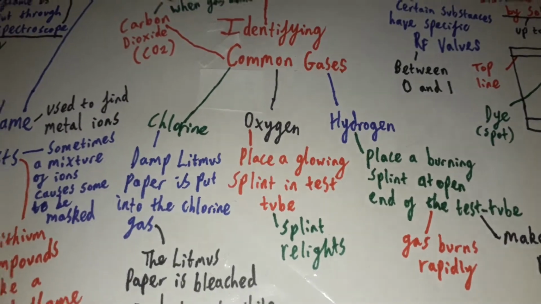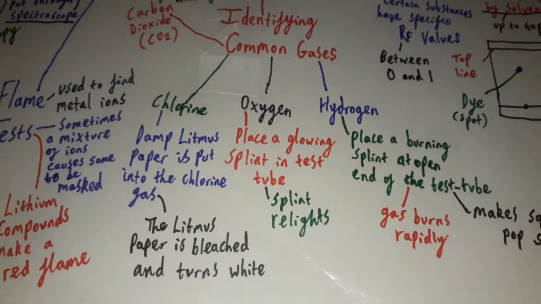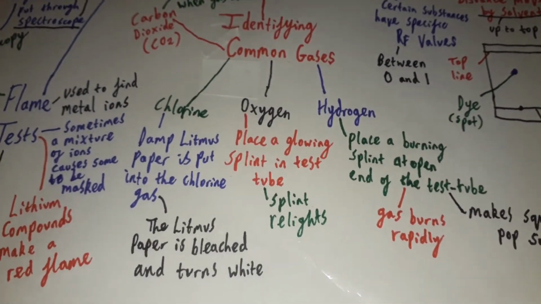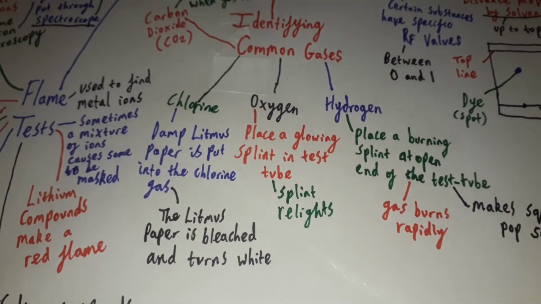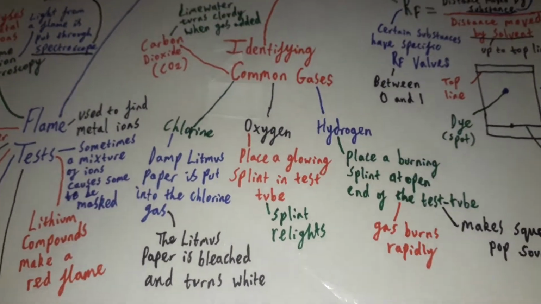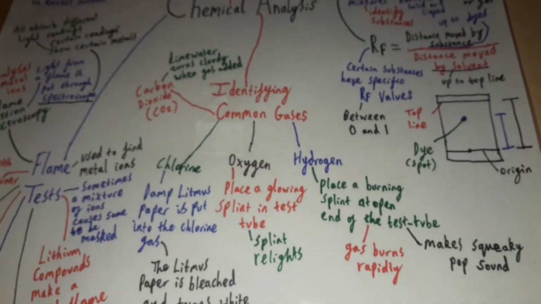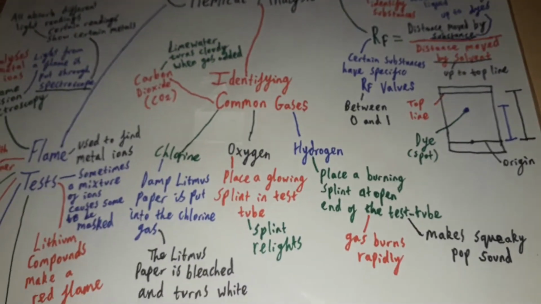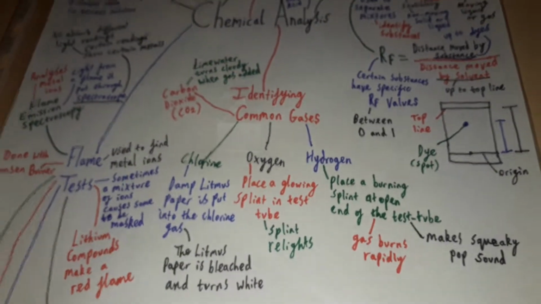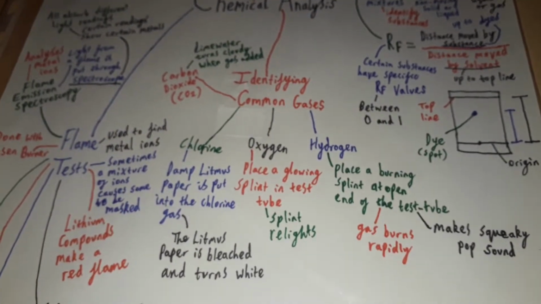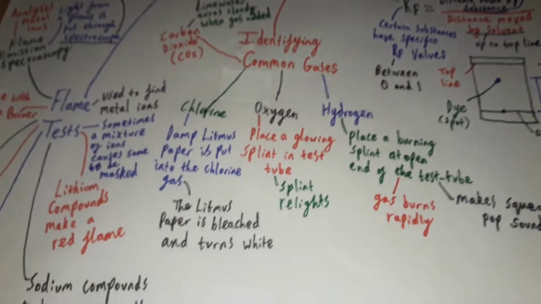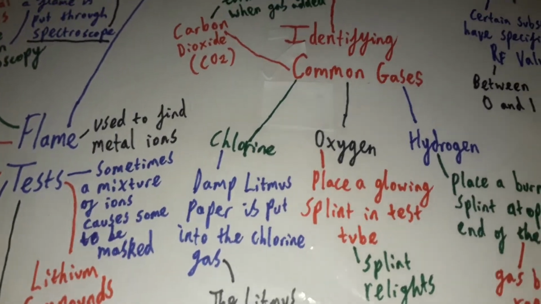Next, let's look at oxygen. To test for oxygen, we have to place a glowing splint in the test tube. If oxygen is present, the splint itself will relight with a full flame, as it was before it got turned into glowing, of course. This links to the fire triangle, because you've got oxygen, fuel, and heat in it. Next, let's look at chlorine.